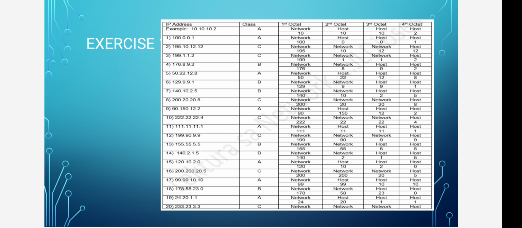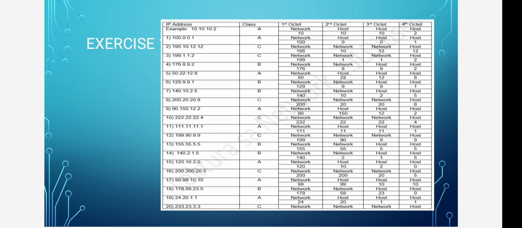In number 1, we have class A, because class A ranges from 0 to 127. So the IP address of 100.0.0.1 is a class A, and the network part of class A has only 100, and the host part is 0.0.1.